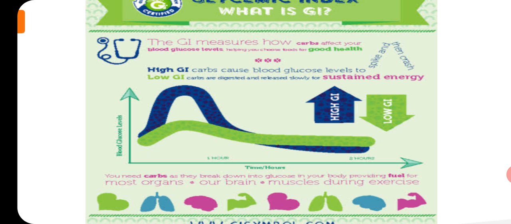What is the importance of carbohydrates in our body? We all know carbohydrates as the main energy source of our body. They provide fuel for most organs, our brain, and muscles during exercise. A high glycemic index value indicates elevated blood glucose levels, and a low glycemic index value indicates decreased levels of glucose in the bloodstream.